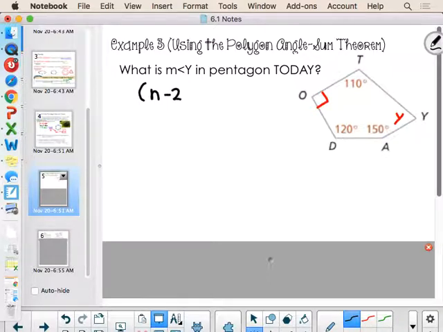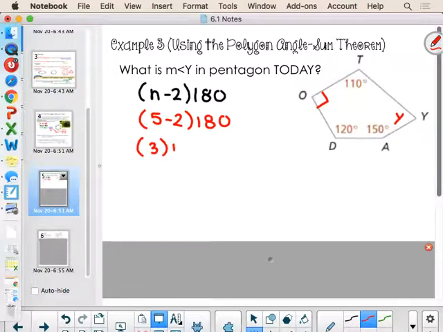If I use the formula n minus 2 times 180, that'll tell us what all the angle measures are going to add up to. So I'm going to plug in 5 for my n because we are a pentagon. And so we're going to do 5 minus 2 is 3. And then we're going to do 3 times 180. And 3 times 180, that gets us 540.